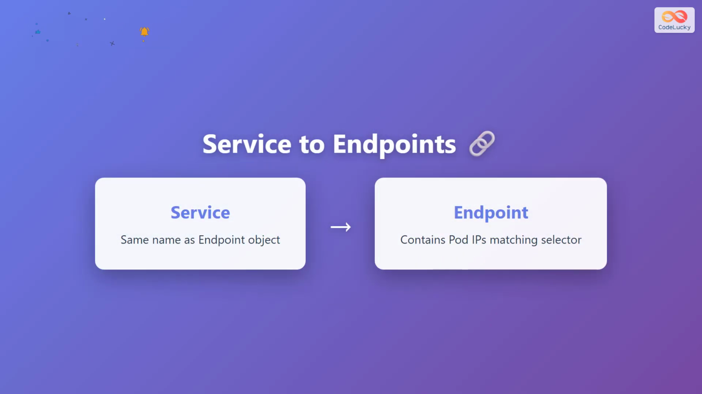There is a direct one-to-one relationship between services and endpoints. When you create a service, Kubernetes automatically creates an endpoint object with the exact same name. The service defines the stable entry point and selector criteria, while the endpoint object contains the actual pod IP addresses matching that selector. This separation allows the service to maintain a consistent interface even as the underlying pods change.